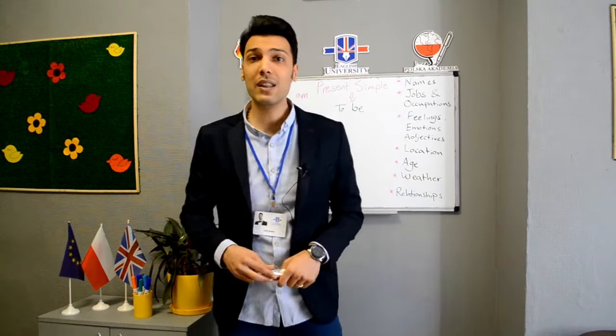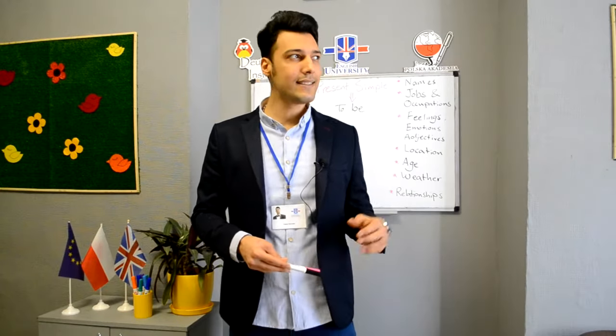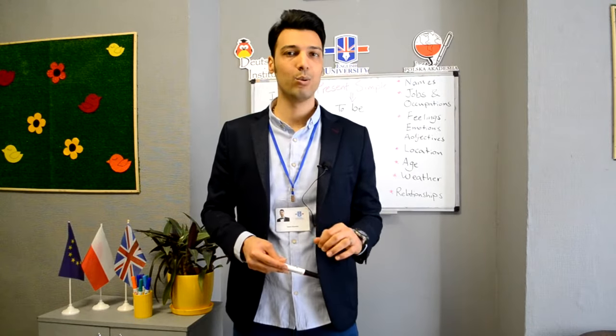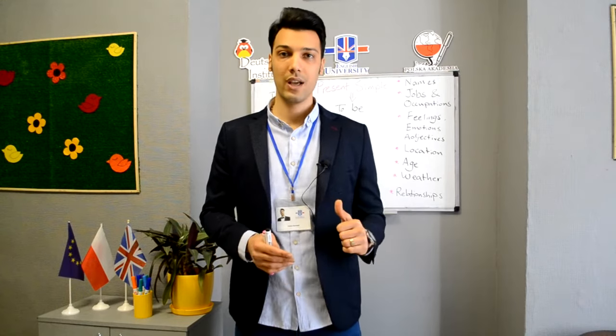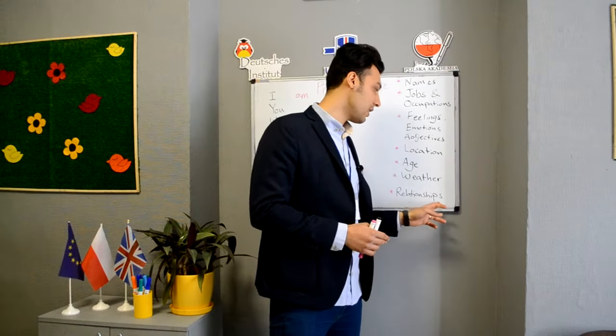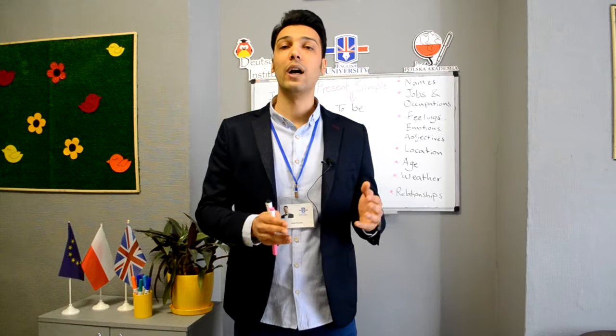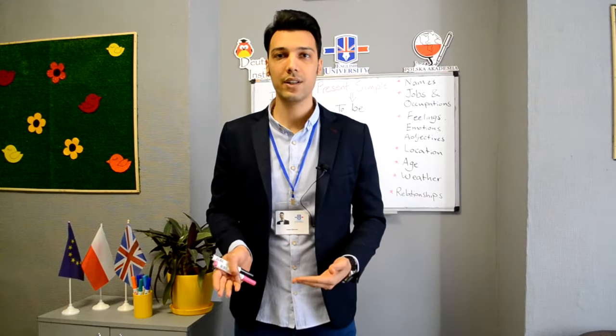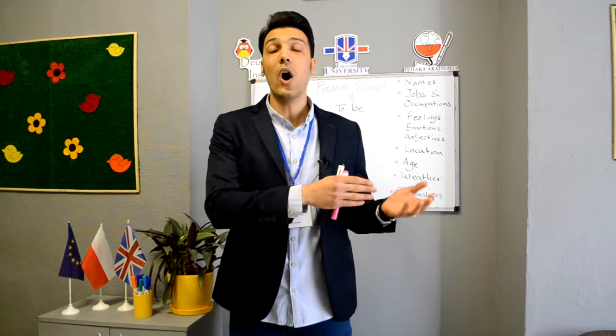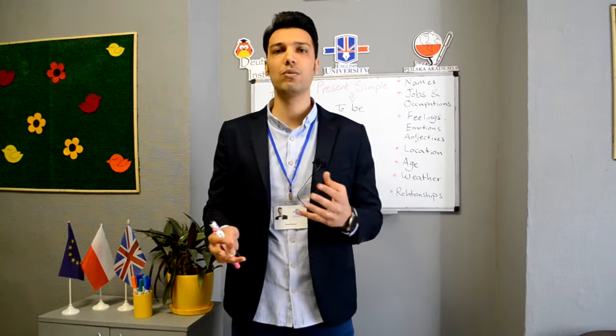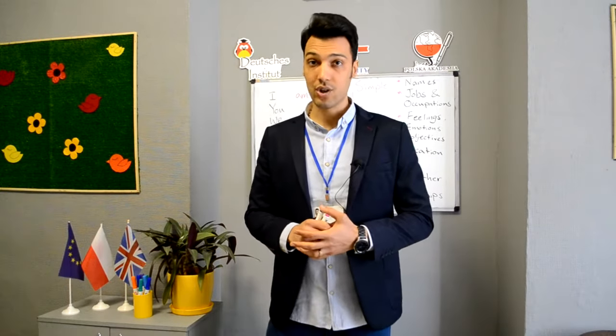Weather. What's the weather like today? Oh, it's sunny and it is cool. So when we want to talk about the weather, we can use this structure. And the last one, when we want to talk about relationships. She is my friend. Or Tanya and Nastya are friends. He is my father. They are husband and wife. So when we want to talk about any relationships, we can use this structure.